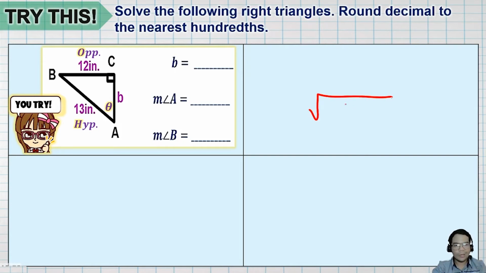Diba? Since the leg is missing, you can get the difference between the hypotenuse and also the leg, or the other measurement of the leg. So that's gonna be the square root of 13 squared minus 12 squared. Diretso yan. So ano nakuha mo, Lorene?